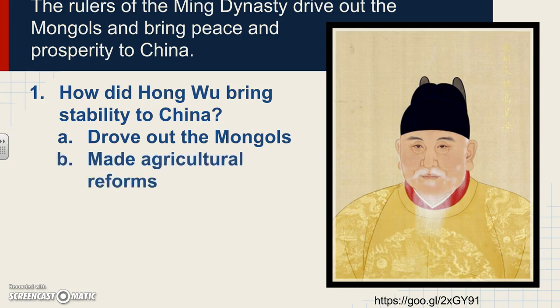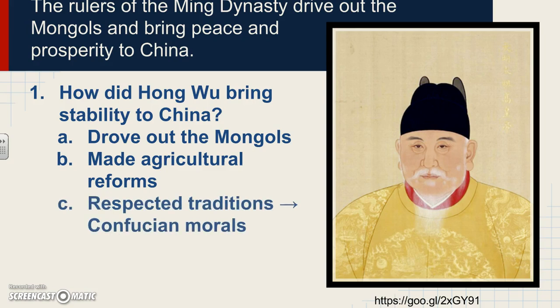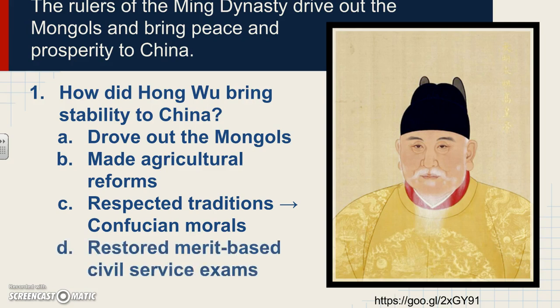The next thing is he also made agricultural reforms. Remember, agriculture has to do with farming. I'm going to talk about what some of those reforms are on the next slide. Third thing he did was Hongwu brought back a lot of respect for some of the old traditions in China, particularly the Confucian beliefs and morals that a lot of people held dearly or had held dearly for a long time.